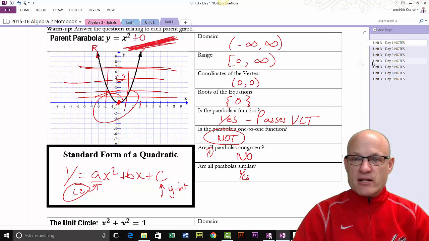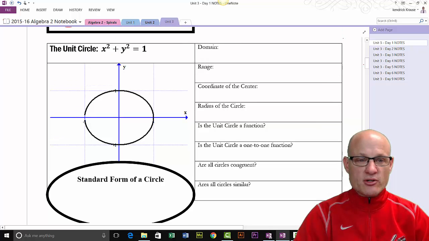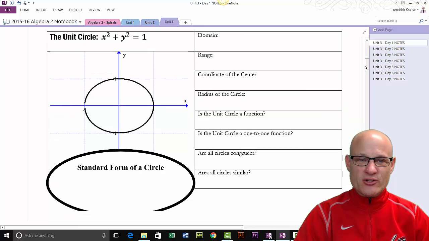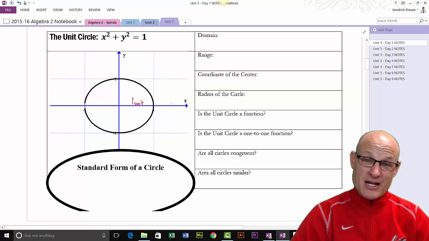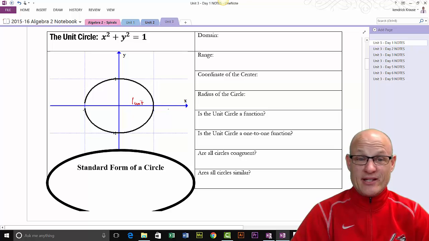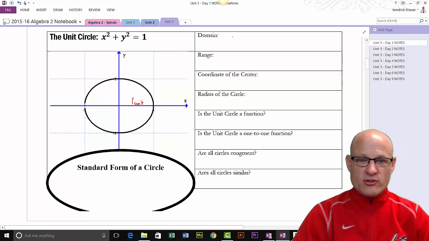All right. Let's talk about circles. There's the unit circle. Why is this called the unit circle? Because the radius is 1 unit. It's not 1 inch. It's not 1 centimeter. It's not 1 meter. It's not 1 mile. It's just 1 unit. It is what it is. The domain of the unit circle is from negative 1 to positive 1. And look at this. The range is from negative 1 to positive 1.